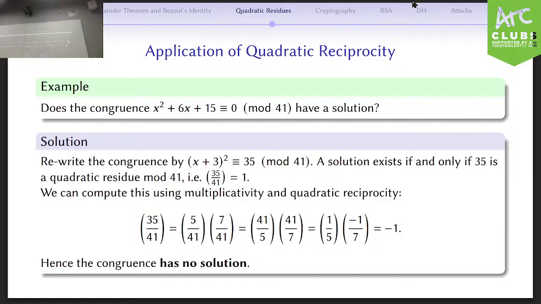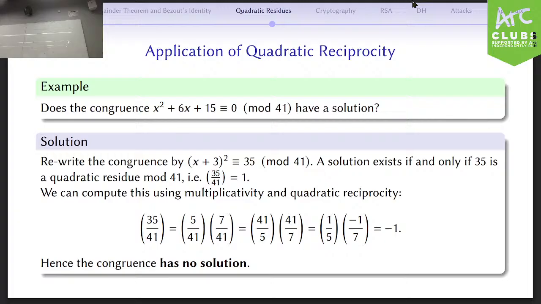So now we can do our modular arithmetic, right? Recall that if A is congruent to B mod P, then so does the Legendre symbol. So 41 is congruent to 1 mod 5, and 41 is congruent to minus 1 mod 7. So 41 on 5 is equal to 1 on 5, and 41 on 7 is equal to minus 1 on 7. And finally, 1 on 5 is just 1, because 1 is a quadratic residue of everything, since 1 is a square number.